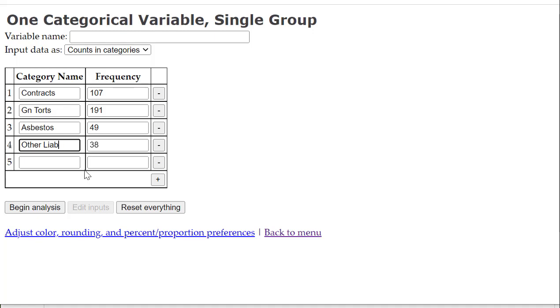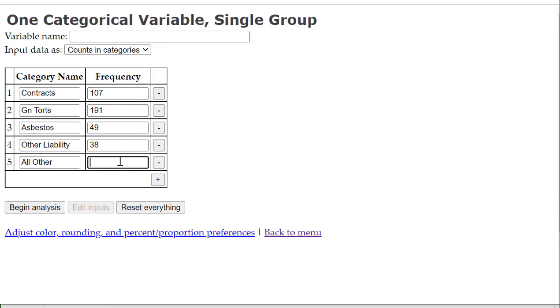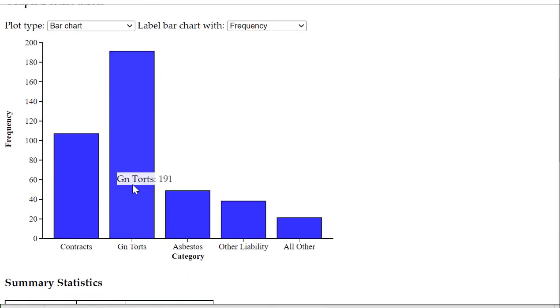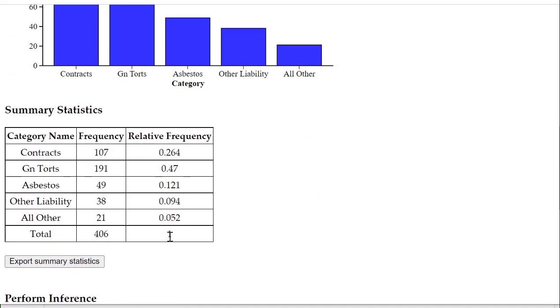Liability and all other. And I forgot to look at the number there. Hold on. All other, because I was surprised it was another 21. All right. So if we begin analysis here. So you have this. You can actually slide over it, but we want relative frequency, or I can look at relative frequency right here. And what was the question?